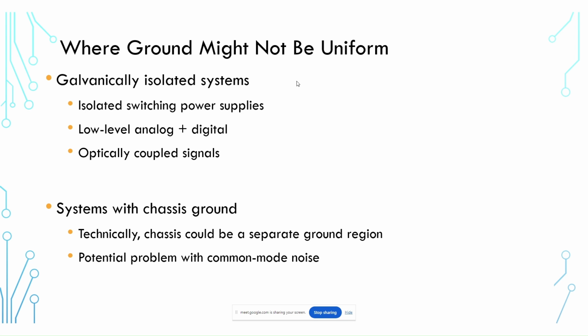Isolated switching power supplies, of course, are the main instance where you would do this. What's another instance? Well, you can do this with low-level analog and digital. The problem is that most people don't do it correctly. So there are instances where you can do this. The other instance where you can get signals across that gap is with optical coupling or inductive coupling, but most commonly this is going to be optical coupling.